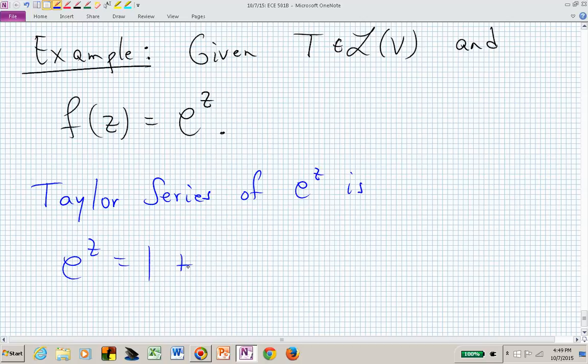Did I hear 1 plus z? Plus z squared over 2 factorial, which is 2, right? Plus z cubed over 3 factorial, etc., in that same pattern.